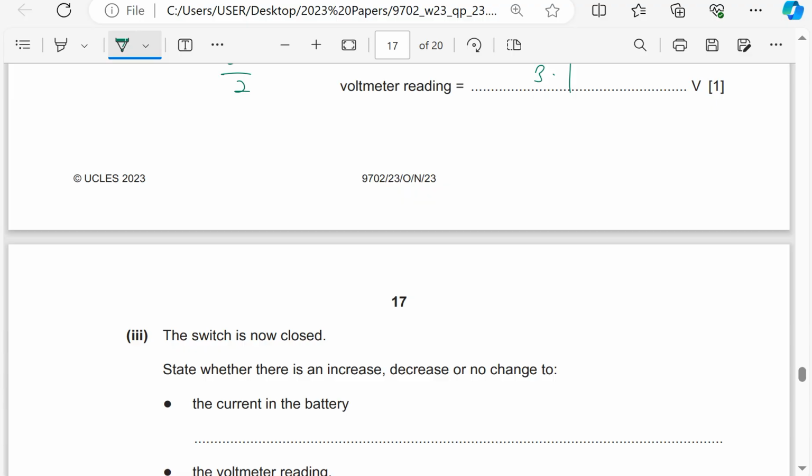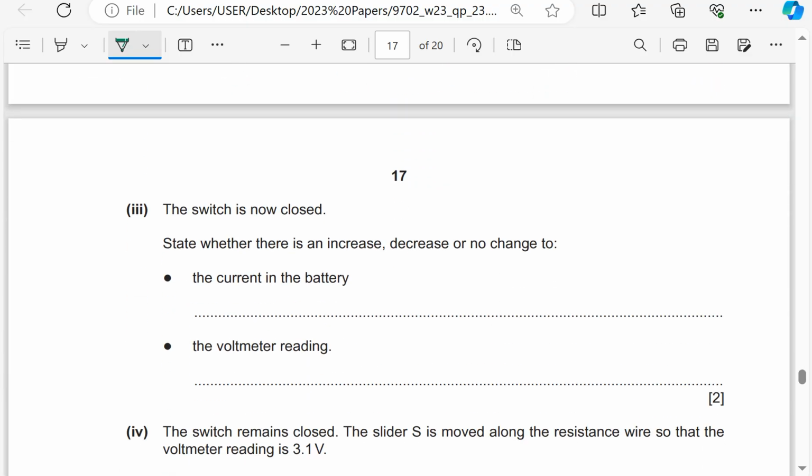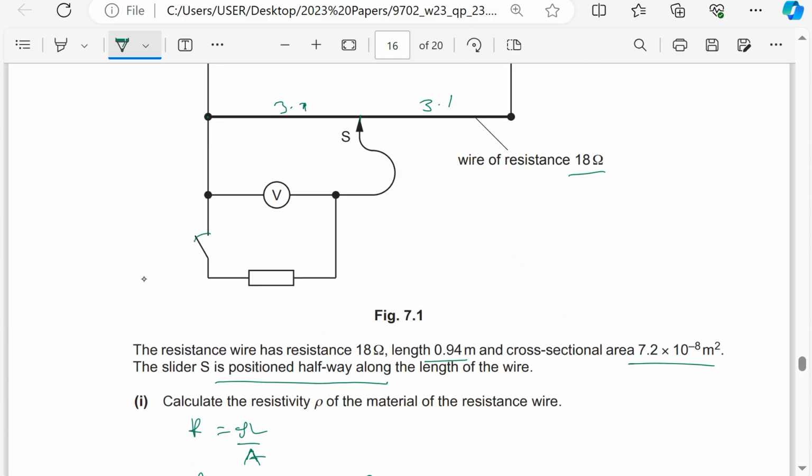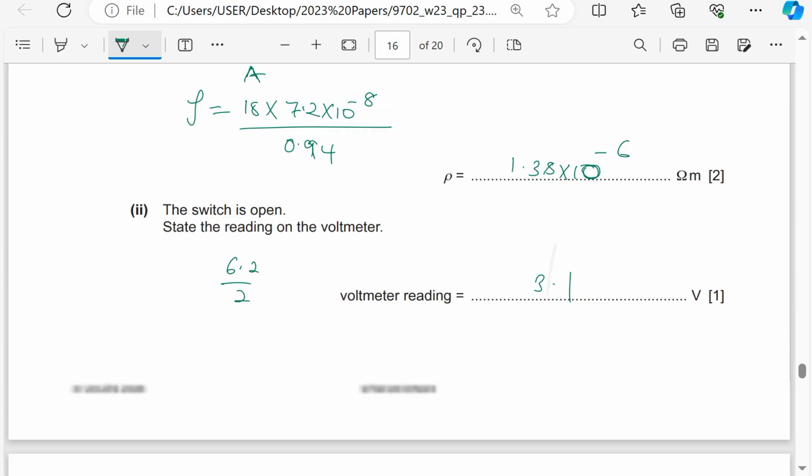Then the switch is now closed. The switch is now closed means we have two resistors in parallel. If the switch is now closed, this resistance is in parallel with this. And whenever we have resistances in parallel, total resistance decreases. So total resistance in the circuit decreases. And if total resistance in the circuit decreases, even the resistance of this part is also going to be smaller. So the PD across this part decreases.